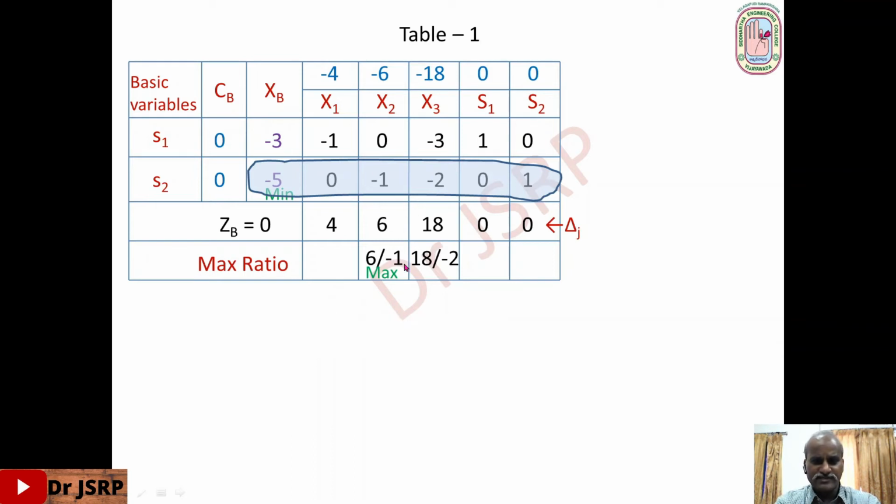How do you write this in mathematical formulation? Take the ratios delta K by XB, X2K. This is the column. We have to find the column.